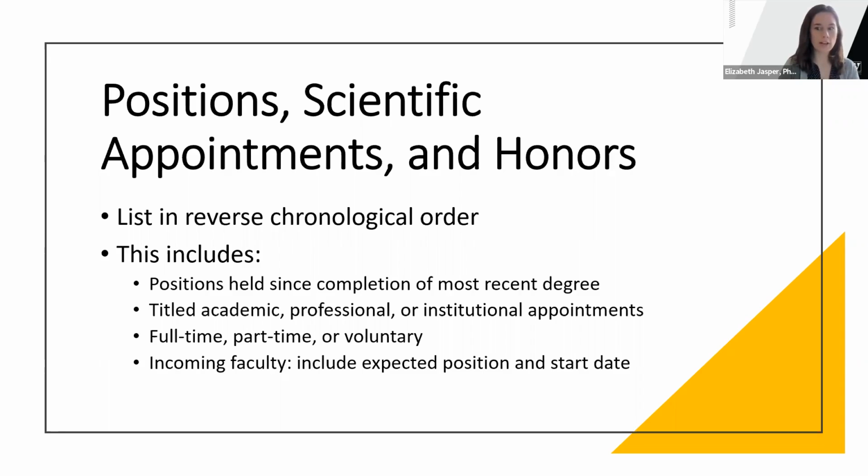This should include titled academic or professional institutional appointments, whether or not you receive payment for them. You can also include full, part-time, or voluntary, so think adjunct, visiting, or honorary professor. For postdocs and junior faculty, remember to also list your postdoc here, and you can potentially list your teaching assistant roles if you have that as well. And then high school students or undergraduates, you can include any previous position.